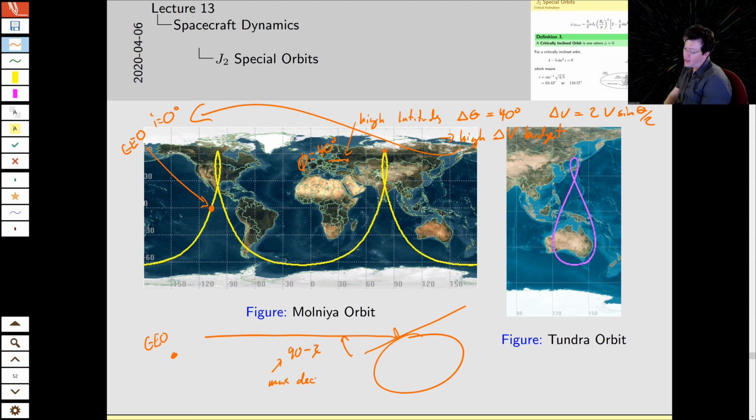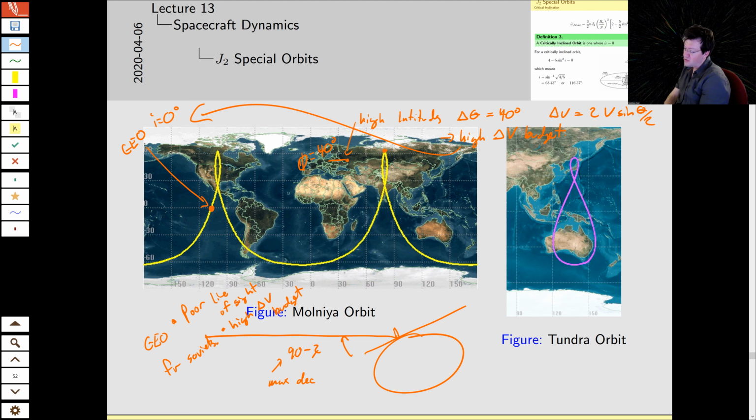So if you're at a high degree latitude, you're not going to see this communication satellite very much, and it's going to have poor line of sight. You have to go through trees and buildings and all that. So there are two problems, poor line of sight and high delta V budget, meant that GEO orbits for the Soviet Union were not really an ideal choice.